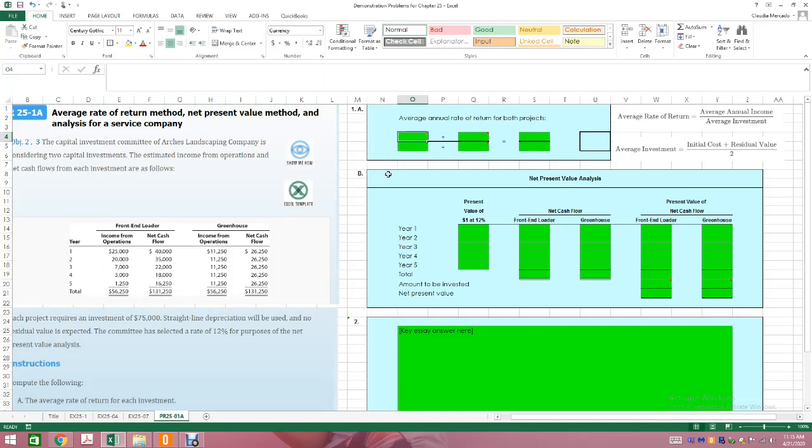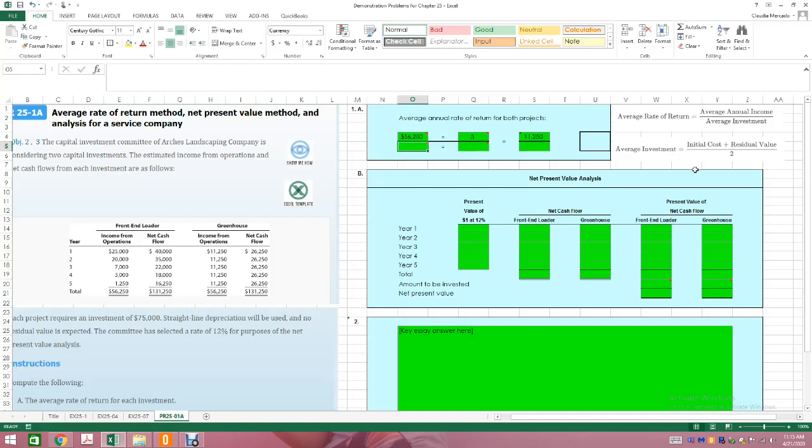So my income is going to be 56,250, and this is going to be for 5 years. Both of these projects are for 5 years. So my top component, which is my average annual income, is my income of 56,250 divided by 5 years. 56,250 divided by 5 gives me 11,250. That's my average annual income.